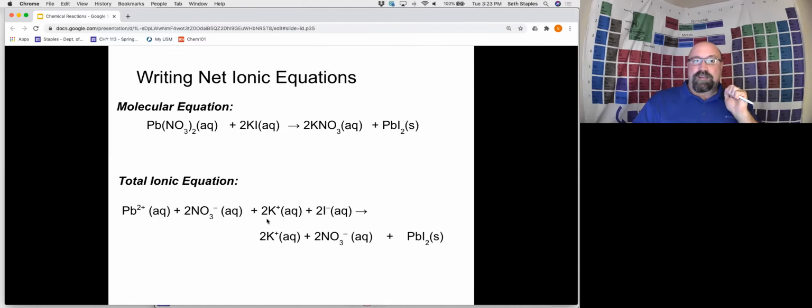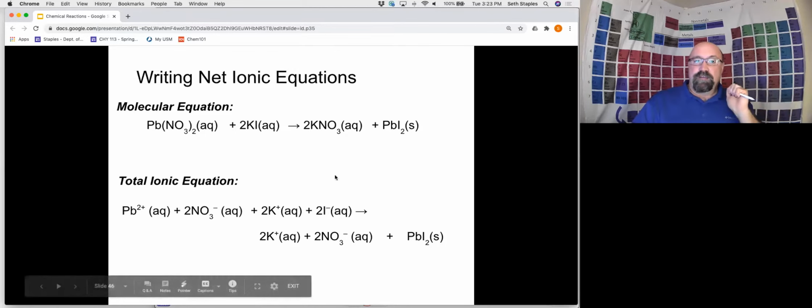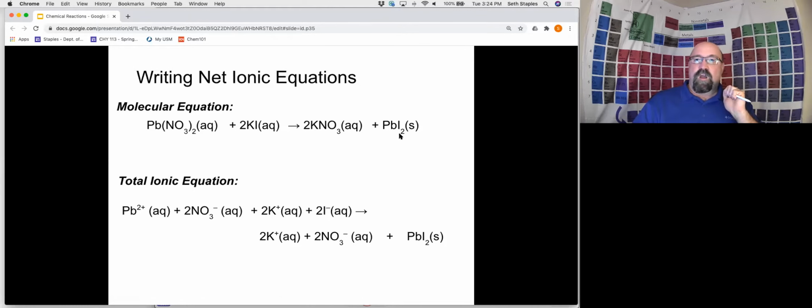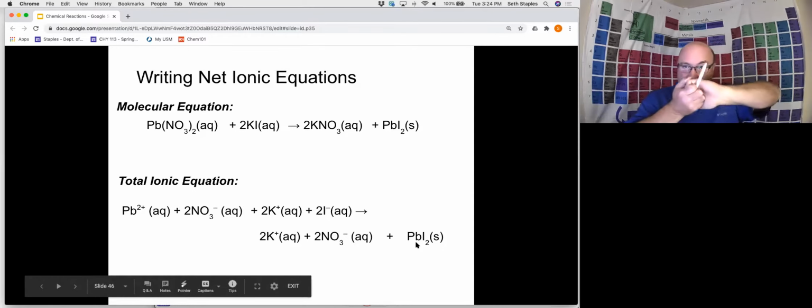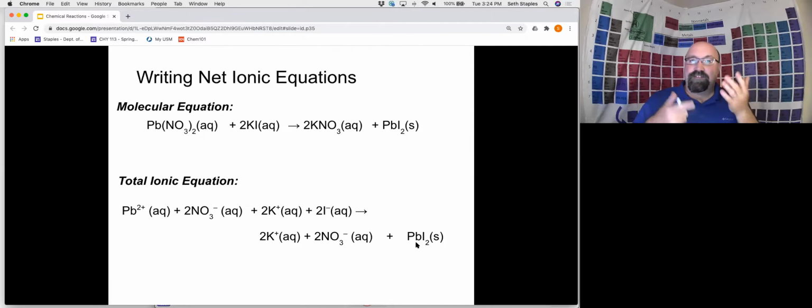Likewise, for our potassium iodide, we have 2 K pluses and 2 I minuses, and those are all aqueous. On our product side, our KNO3, our potassium nitrate, is aqueous. So we'll have 2 K plus and 2 NO3 minus coming from our KNO3. Our lead iodide, our PbI2, that's a solid. And so we still depict it that way because those actually are locked together still. The lead and the iodide are locked together in their ionic lattice. And so that's how we depict it in the total ionic equation. We depict it as actually together because that's how it really exists.